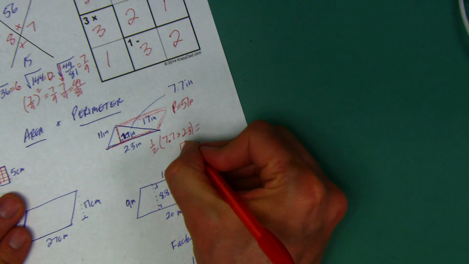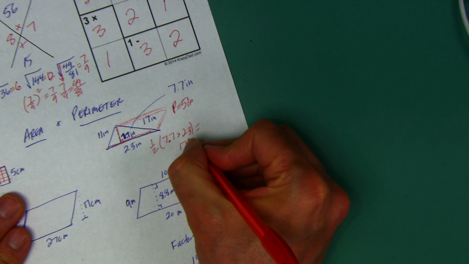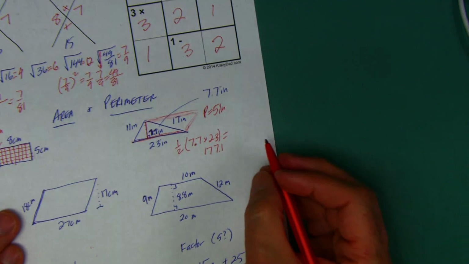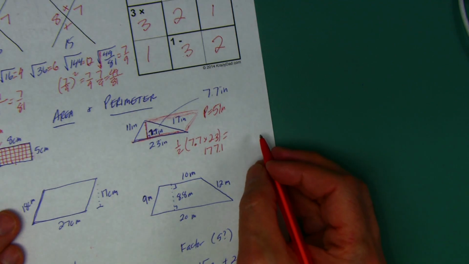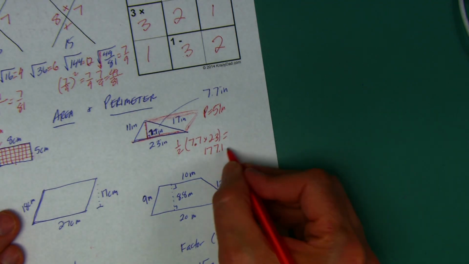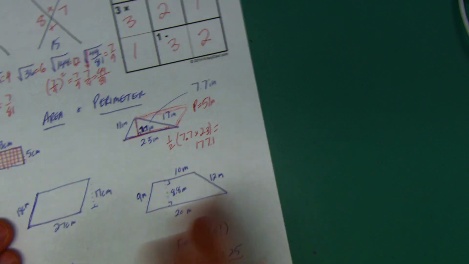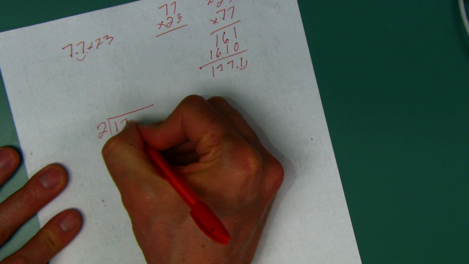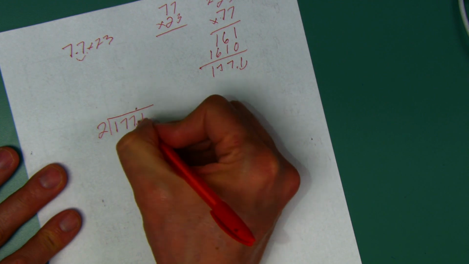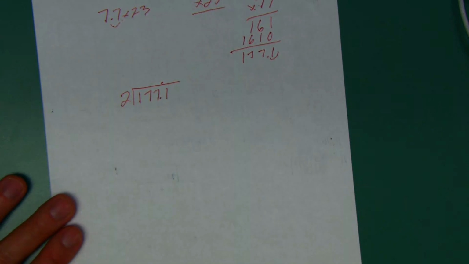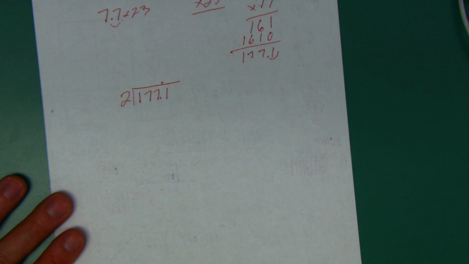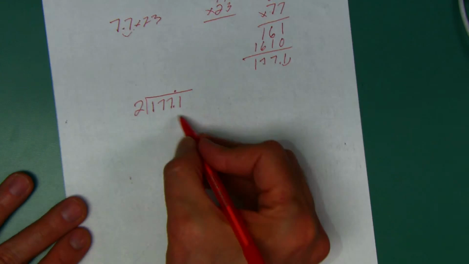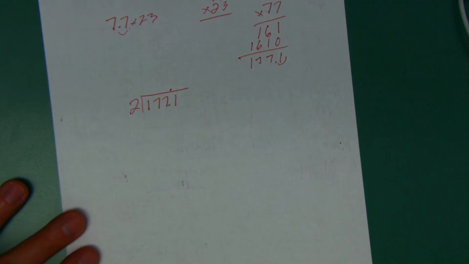177.1. And now I'm going to cut that in half because I'm multiplying it by 2. Multiplying by a half, I'm going to divide it by 2. Okay, so 2 into 177.1. And remember what we do here, right? The decimal just comes straight up. There's no decimals outside the box. All you do with the decimal inside the box is bring it straight up and divide like it's not there.